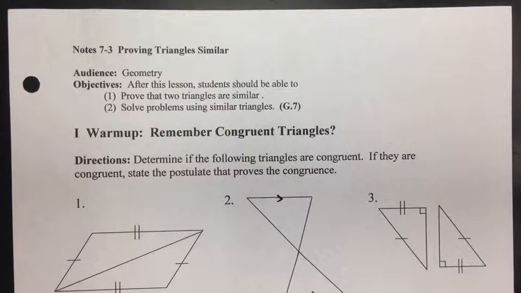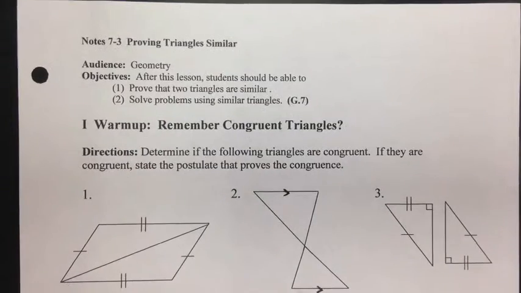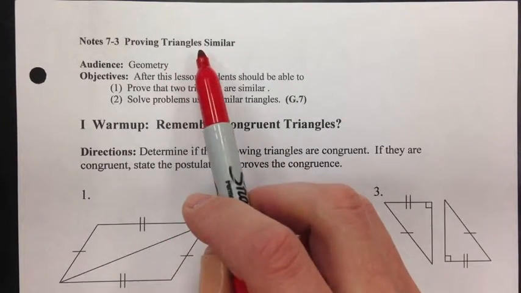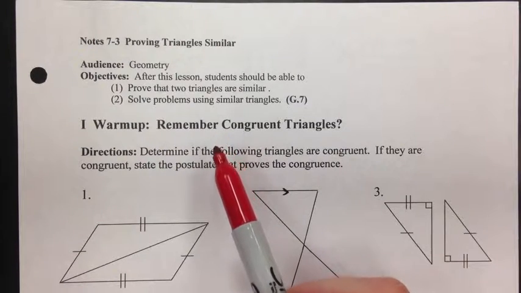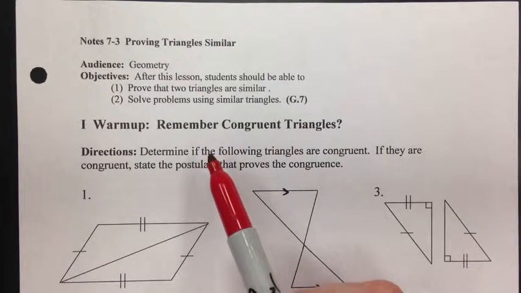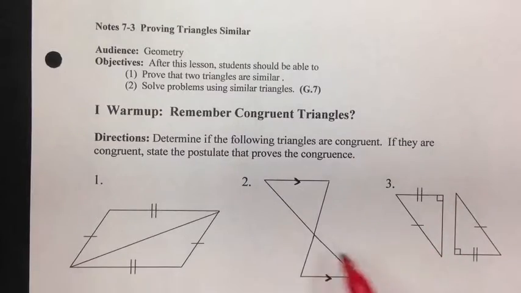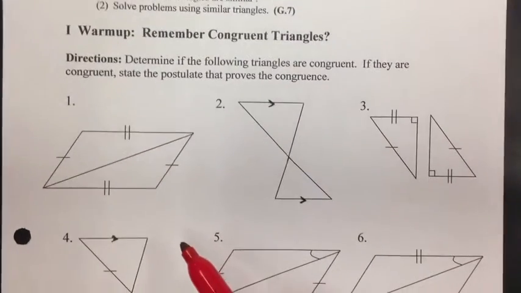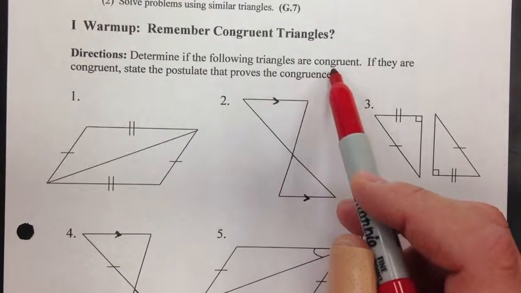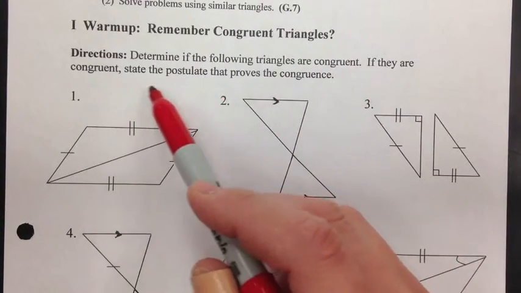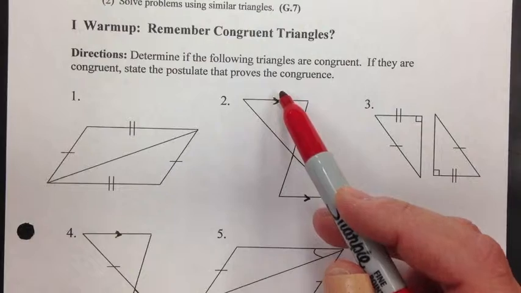Intense? Okay, before we start with proving triangles similar, let's go back to congruent triangles. And we had a bunch of postulates that we could use for this. So let's do these 6 examples. Got 1, 2, 3, 4, 5, 6. Determine if the following triangles are congruent. If they are congruent, state the postulate that proves the congruence.